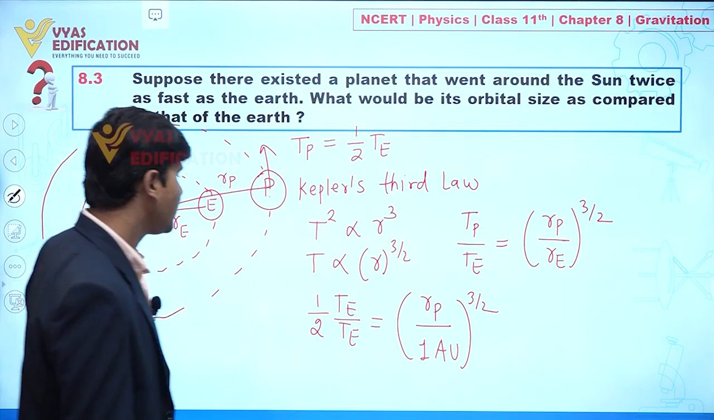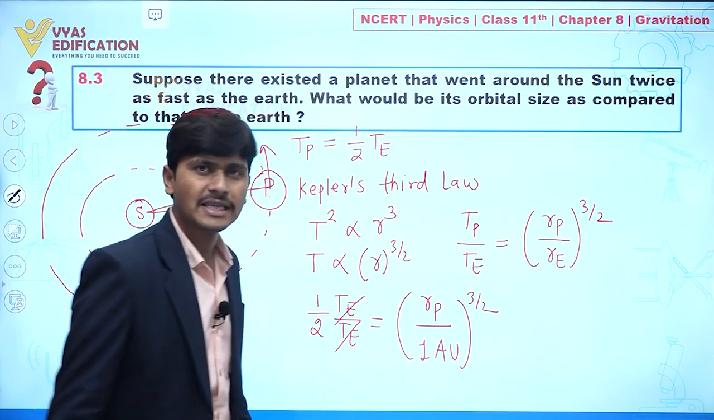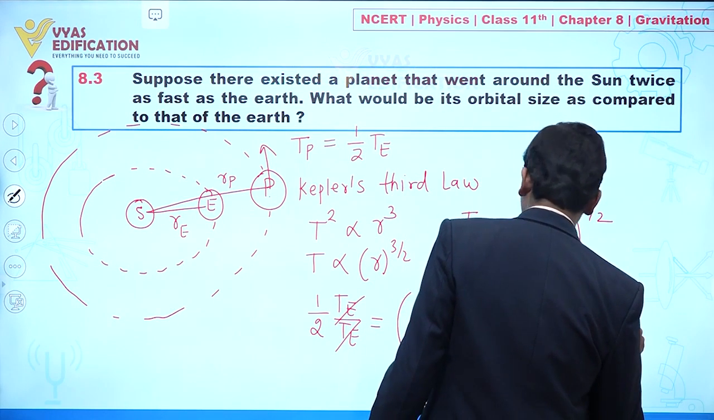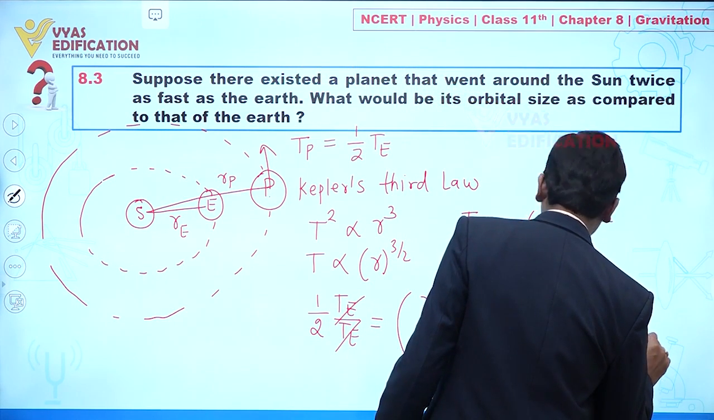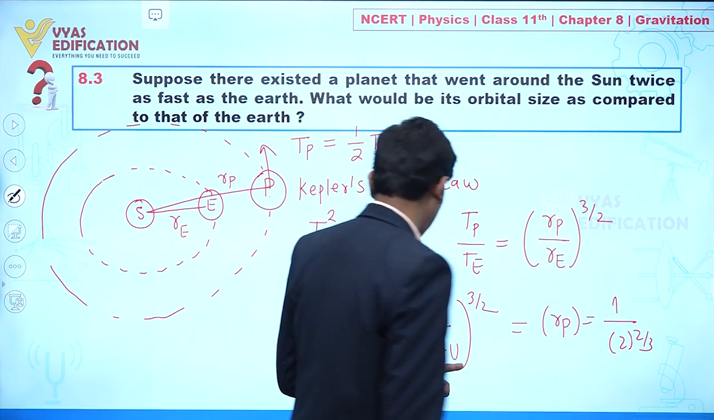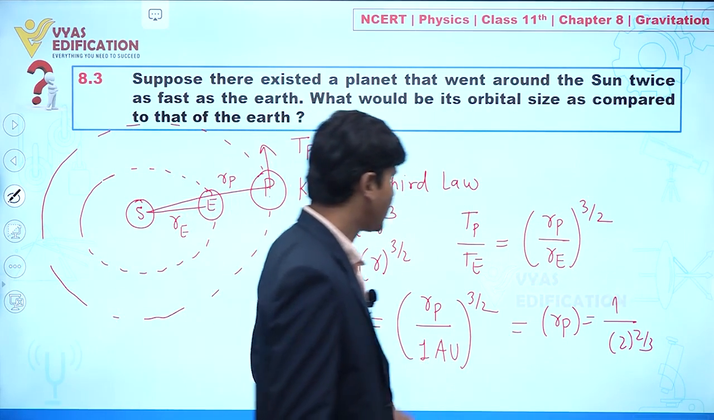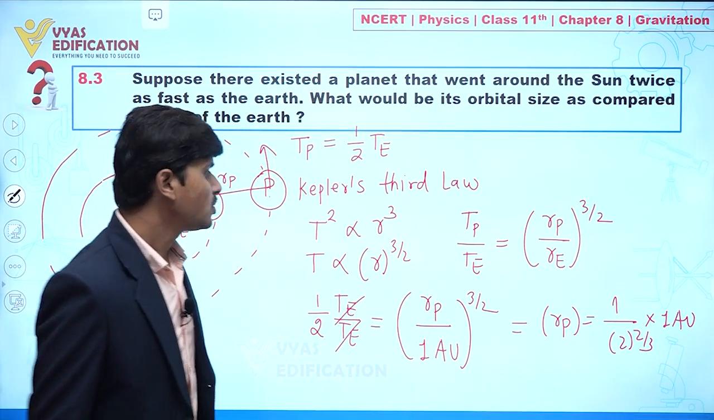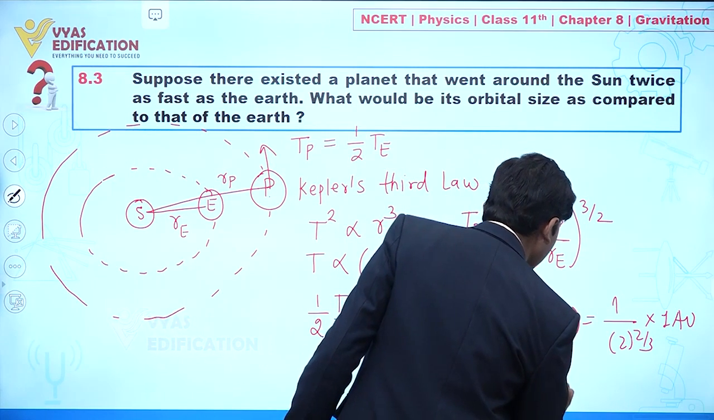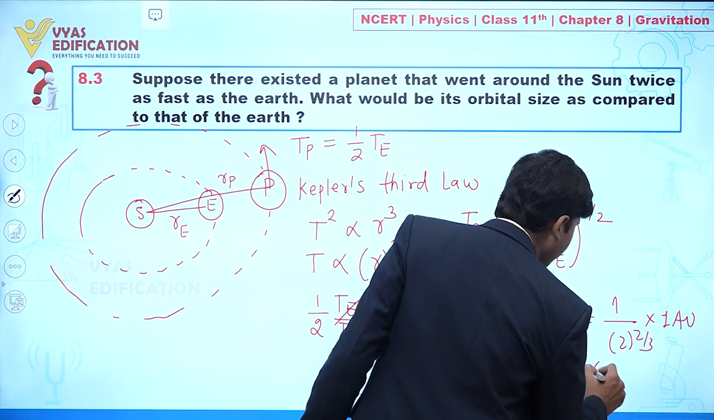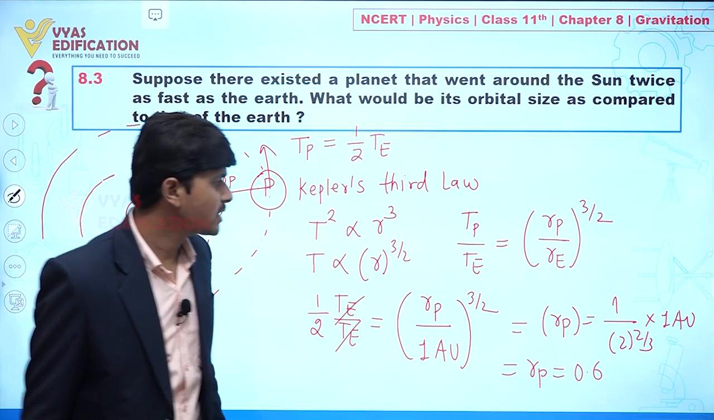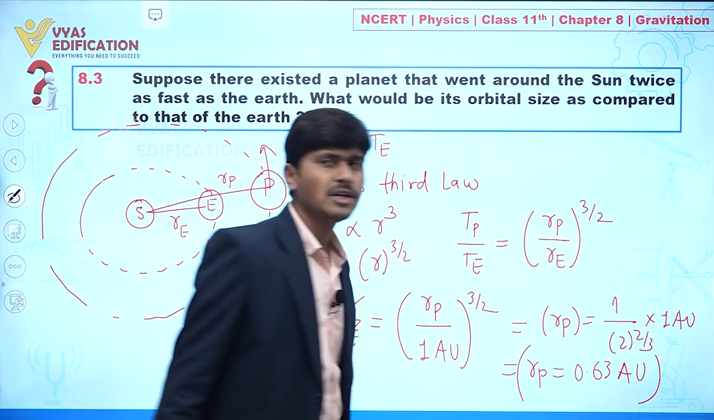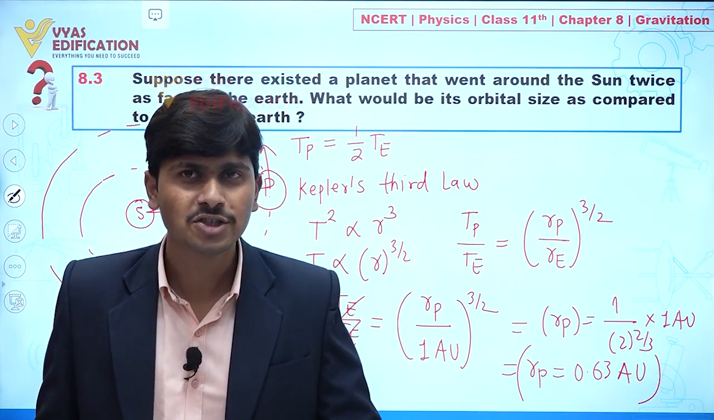Clear? So from here I can write like this, this one and this one cancelled out, and from here you can see Rp is given by 1 upon 2 to the power 2 by 3, multiplied with 1 AU, astronomical unit. If you solve it you will find Rp is approximately 0.63 astronomical unit. Definitely you should know the value of 1 astronomical unit.